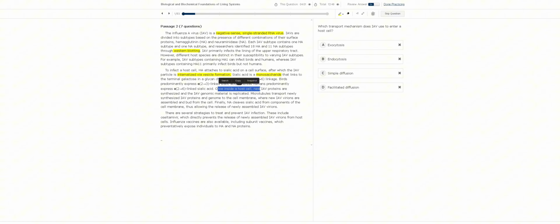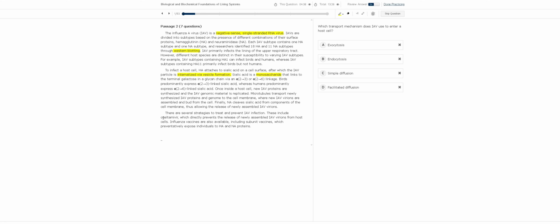And then they said once inside the host cell, new proteins are synthesized and the virus genome material is replicated. Then microtubules transport newly synthesized IAV proteins and genome to the cell membrane, where the virions are assembled and bud from the cell. Finally, NA cleaves sialic acid from the components of the cell membrane, thus allowing the release of newly assembled IAV virions. Now they're saying there are several strategies to treat and prevent IAV infection.